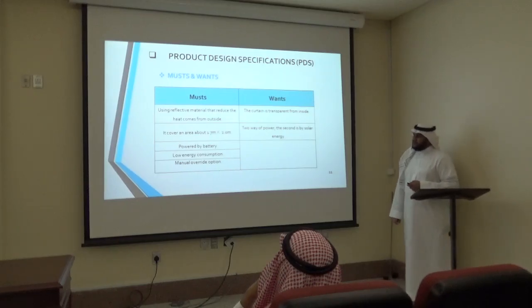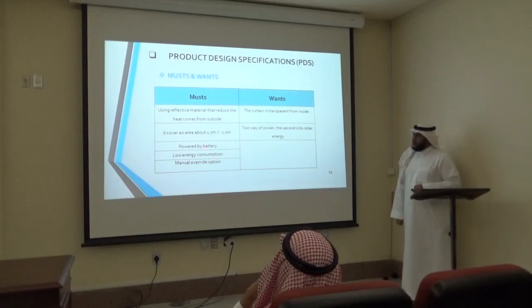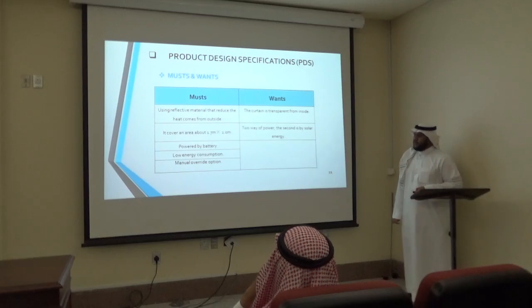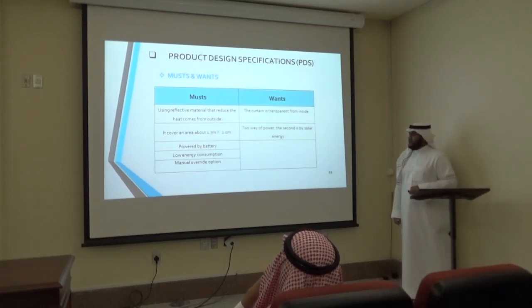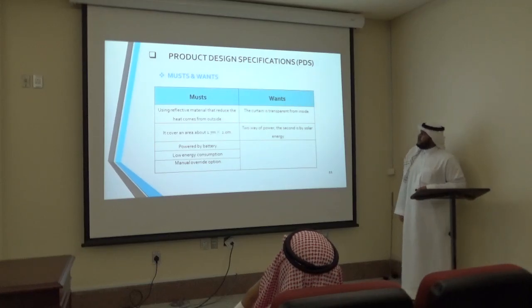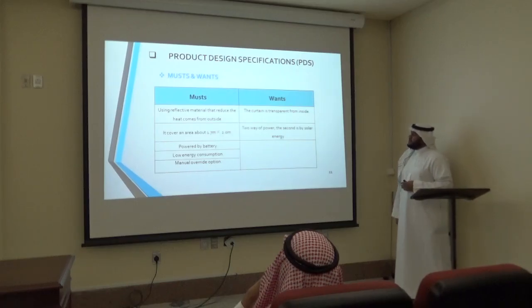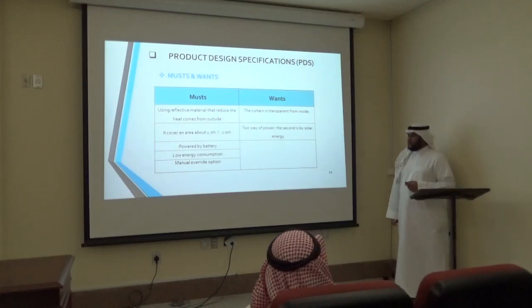Also, the initial power method is by battery, not by AC voltage, and we should use low power consumption. Then we have to add a manual override option to the project, so the user can use it manually or automatically. We also have two wants. First, the curtain is transparent from inside. Then we can add another power source, which is solar energy.